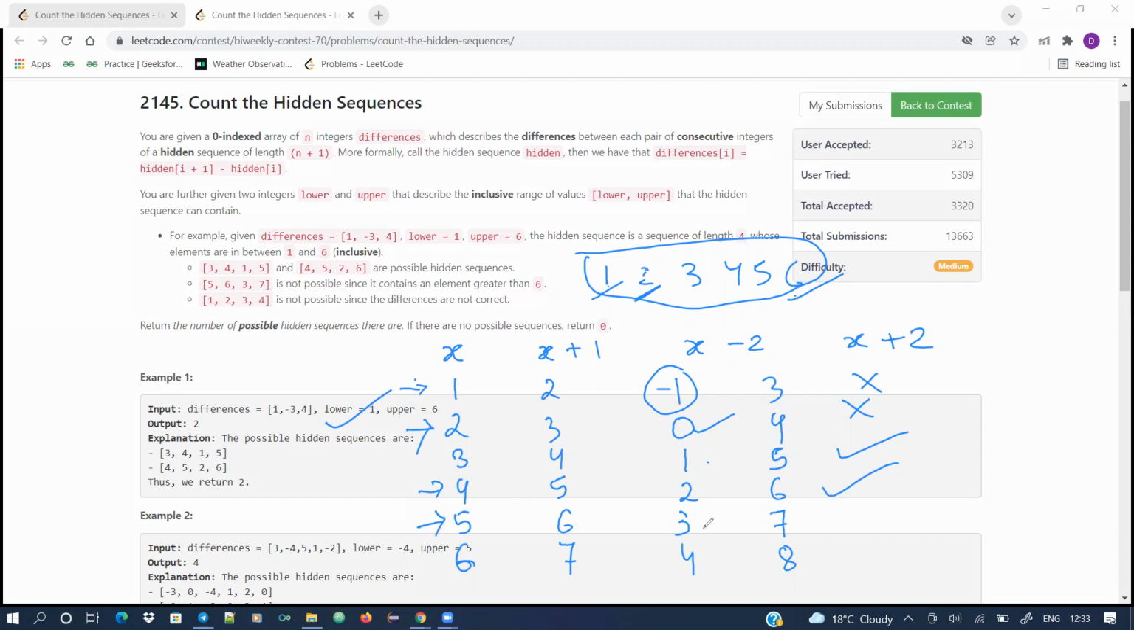For the fifth sequence which we have formed, minimum value is 3, that falls in our range, but the maximum value is 7, which does not fall in our range. Therefore, this cannot be the correct answer. And for the last sequence, the minimum value is 4. 4 is in our range, but the maximum in this sequence is 8, and the range which is given is till 6. Therefore, this cannot be the correct answer. Therefore, number of correct sequences is 2. Therefore, 2 is our answer.